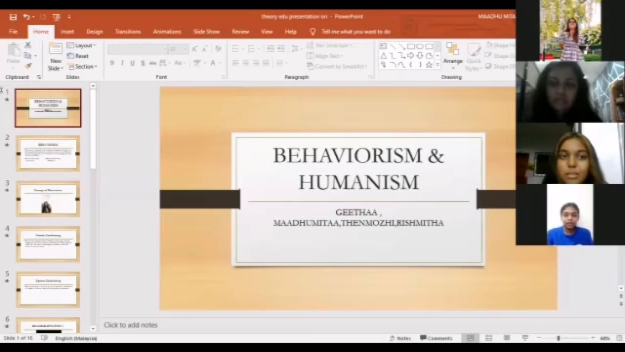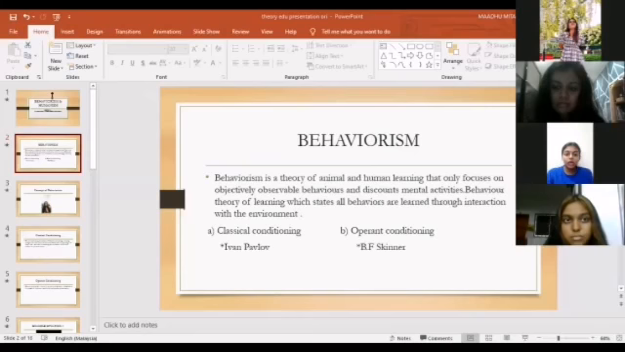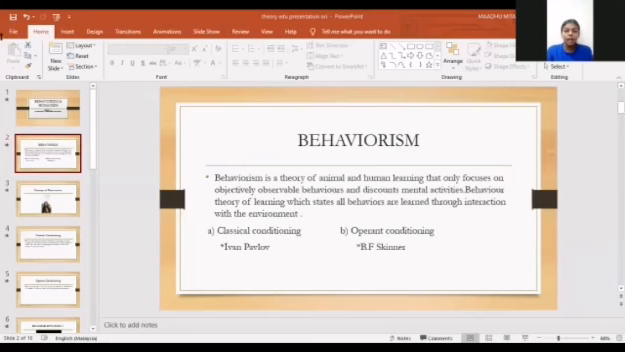So today we are going to be explaining the theory of behaviorism and humanism. Myself, I'm Geeta, and I will be explaining the theory of behaviorism. Behaviorism is a theory of animal and human learning that only focuses on objectively observable behavior and states that all behaviors are learned through interaction with the environment. There are two types of behaviorism: the first one is classical conditioning, introduced by Ivan Pavlov, and the second one is operant conditioning, introduced by B.F. Skinner.